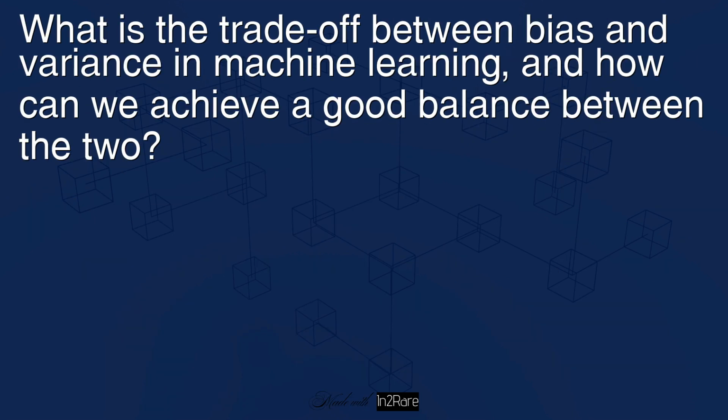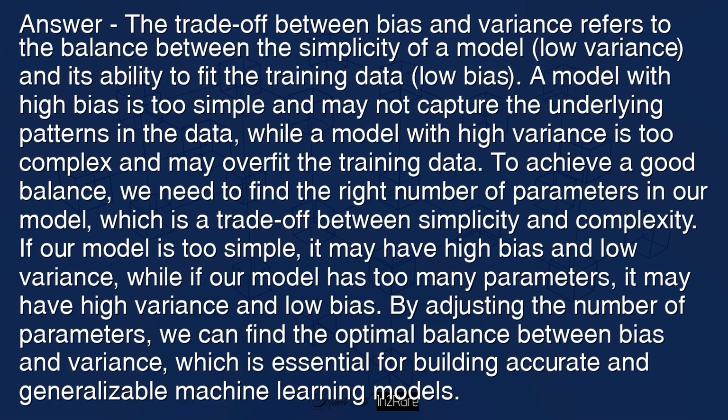What is the trade-off between bias and variance in machine learning, and how can we achieve a good balance between the two? Answer: the trade-off between bias and variance refers to the balance between the simplicity of a model (low variance) and its ability to fit the training data (low bias). A model with high bias is too simple and may not capture the underlying patterns in the data, while a model with high variance is too complex and may overfit the training data.